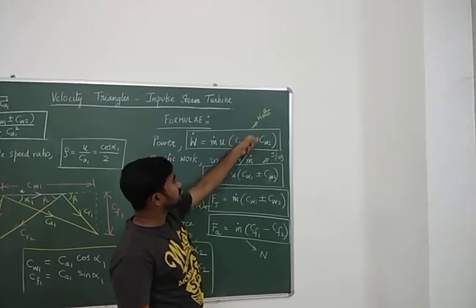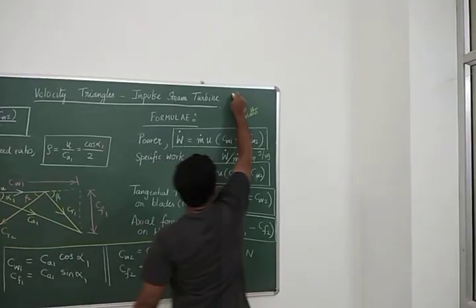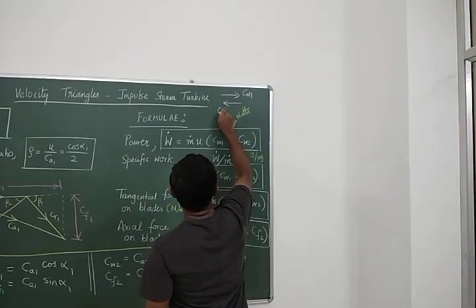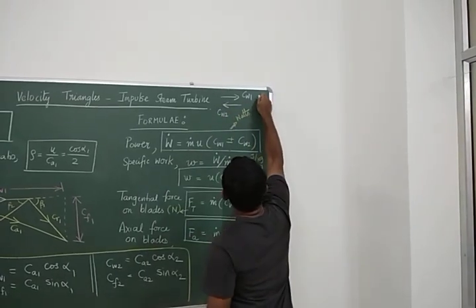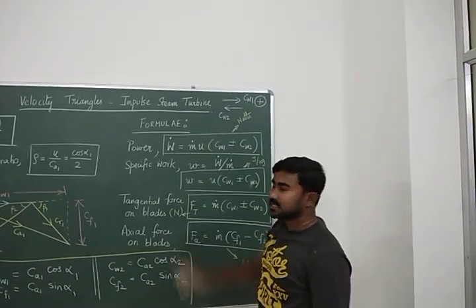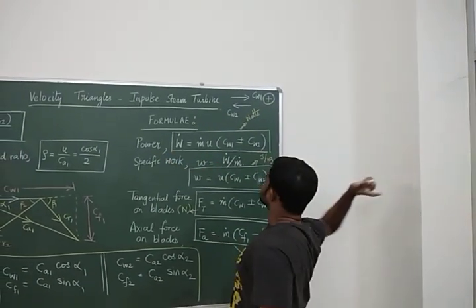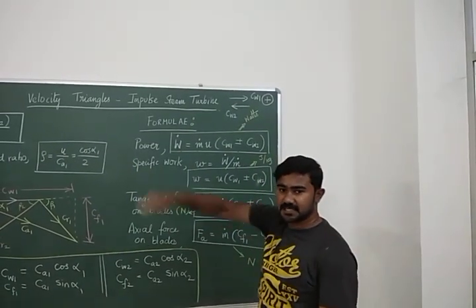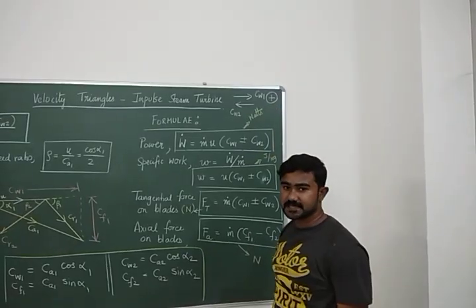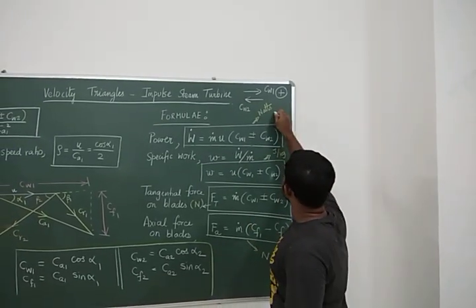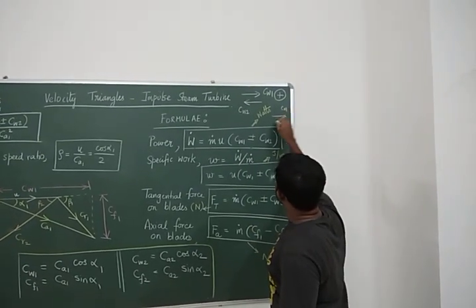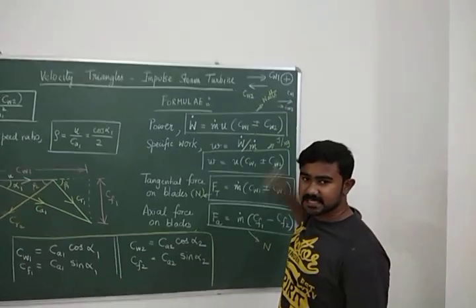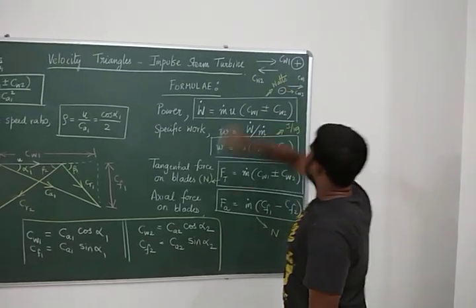When will you use plus? When will you use minus? Now, if CW1 is like this and CW2 is like that, then you use plus. If CW1 is on the left, CW2 is towards the right, or this is towards the right and that is towards the left, they are in opposite direction, then you use a plus. Suppose they are in the same direction. This is CW1 and this is CW2. Their magnitude is not changing. The direction is same. Then you use a negative sign.